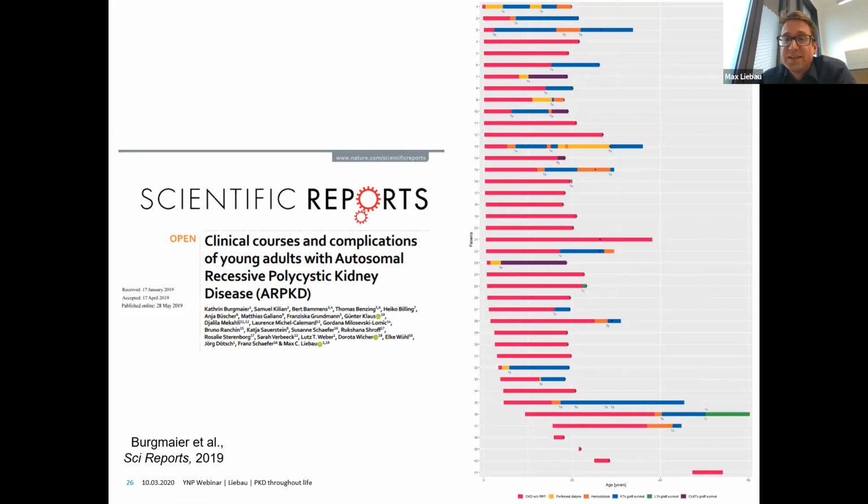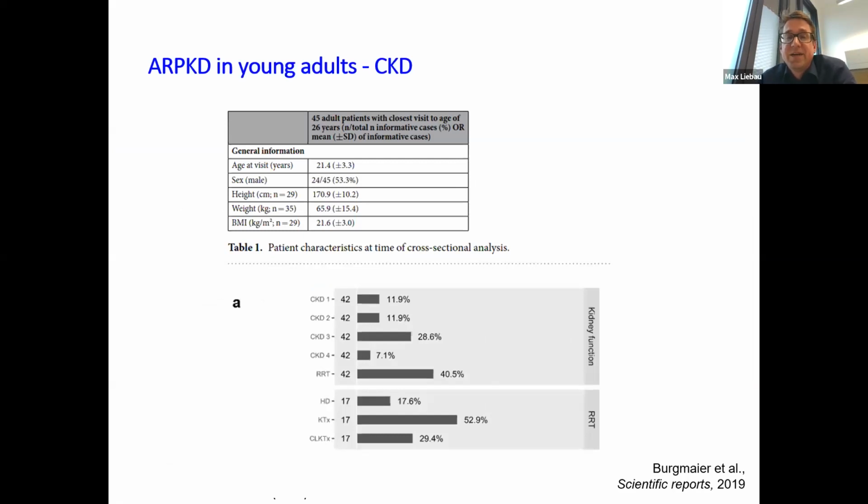When we looked a bit more in detail at this cohort, the median age was 21 years, males and females were about equal. They had grown more or less well, and surprisingly, back then, a couple of years ago when we looked at it, only 40% were in renal replacement therapy. And there were even patients with proven PKHD1 variants and a clinical phenotype of ARPKD that were still in CKD stage 1 when looking at the estimated GFR.